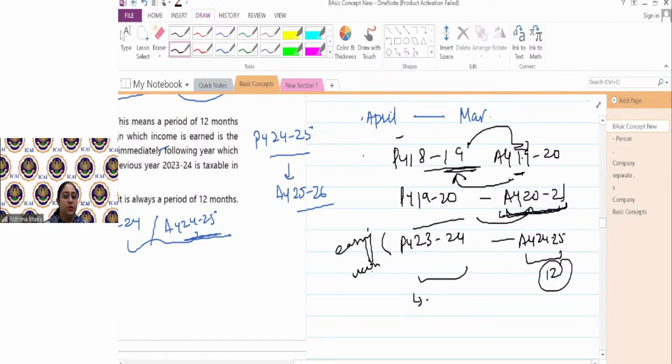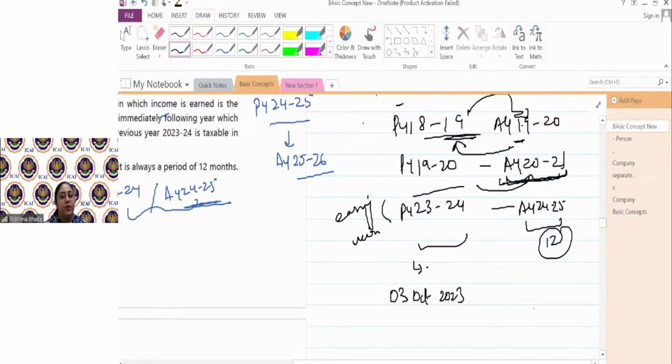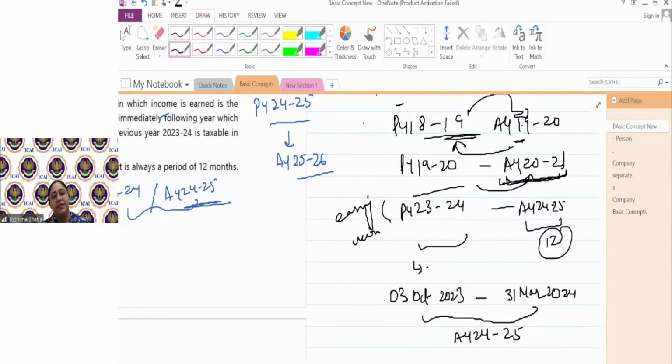So if I start a business today, which is 3rd October 2023, the previous year would be 3rd October 2023 to 31st March 2024, but the assessment year would remain the same, which is 24-25. So in conclusion, every previous year has an assessment year. Previous year is the fiscal year in which you're earning the income, and assessment year is the year in which that particular income is assessed and taxed.